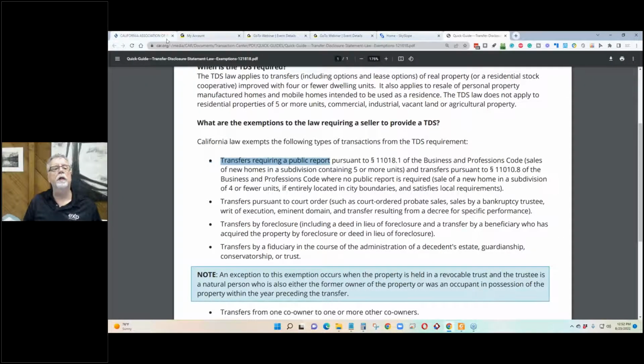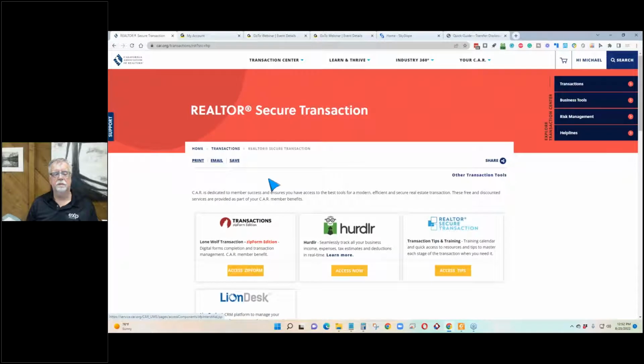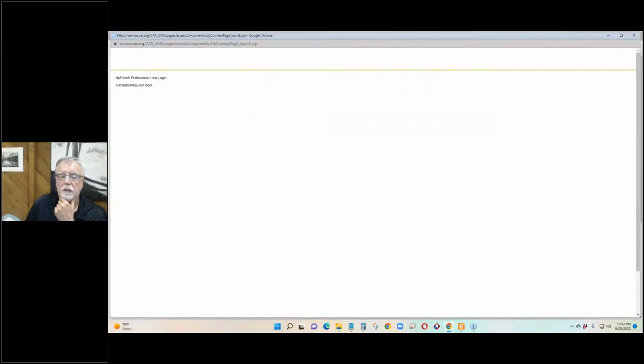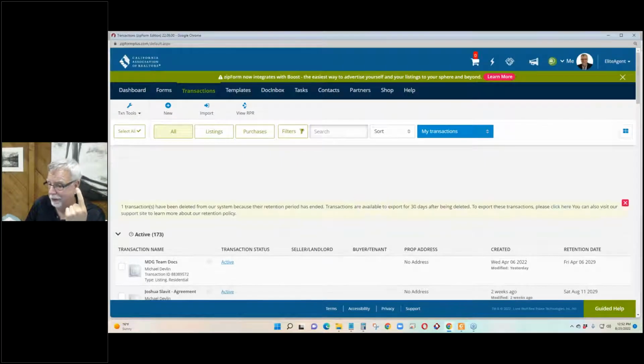There are generally, well, four ways of doing it. Let's say I'm in a transaction and I'm going to open up a transaction. So what are the four ways of doing the TDS? Number one, super old school. You print them out.